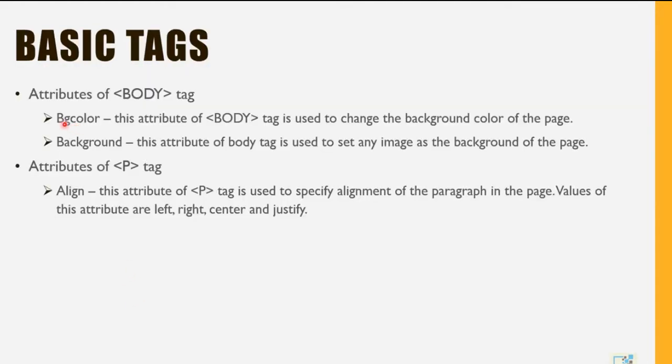Now let us discuss the attributes of body tag and attributes of P tag. Body tag, under which we will discuss two attributes, BG color and background. So what is BG color? This attribute of body tag is used to change the background color of the page. Whereas background attribute, this attribute of body tag is used to set any image as the background of the page.